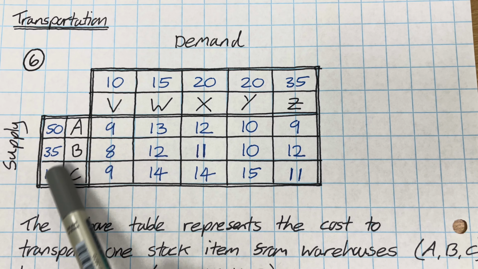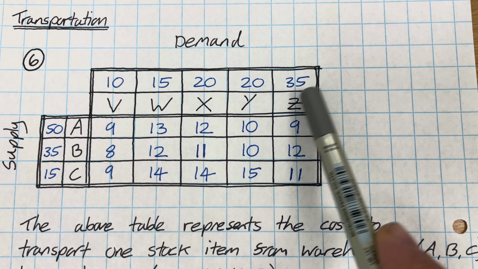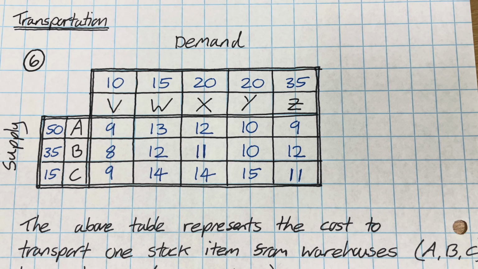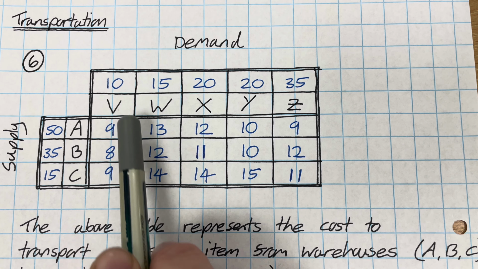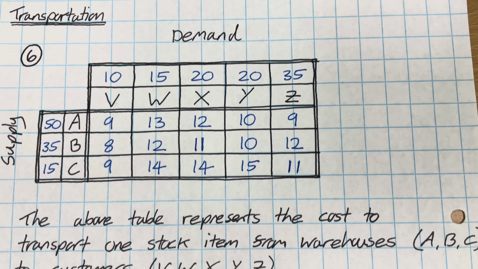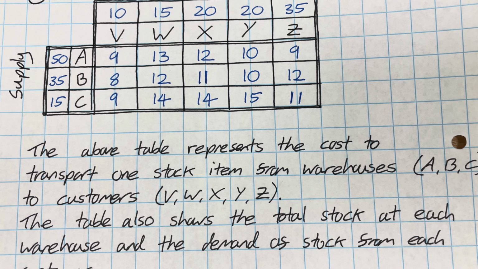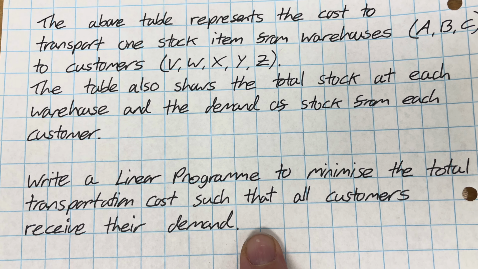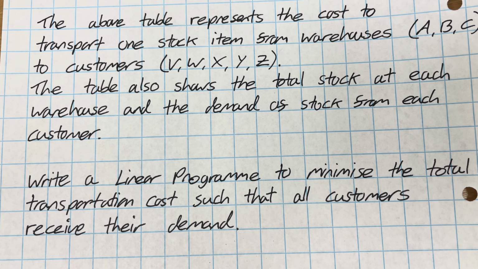So we essentially need to take this 100 units of stock and distribute it amongst these 5 shops such that it equals the demand. What you'll find with these questions is that the total supply will always equal the total demand, just for simplicity. The above table represents the cost to transport one stock item from warehouse A, B or C to the customers V, W, X, Y and Z. The table also shows the total stock at each warehouse and the demand of stock for each customer. And our job is to write a linear program which minimizes the total transportation cost such that all customers will receive their demand.